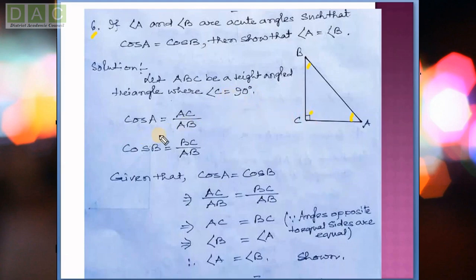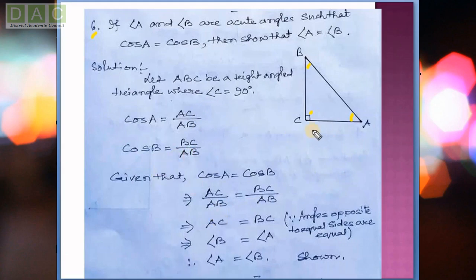Then cos A equals, we know, here I wrote AC by AB. How did you get this value? I am telling again. Cos A means angle A's adjacent side, that means base, by hypotenuse. So AC is angle A's adjacent side, and AB is the hypotenuse. So that is why I wrote AC by AB. Then cos B equals angle B's adjacent side by hypotenuse.